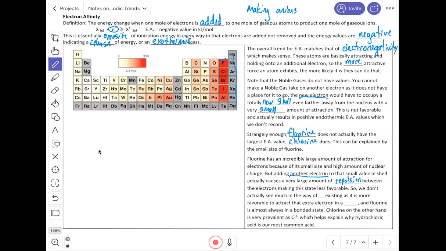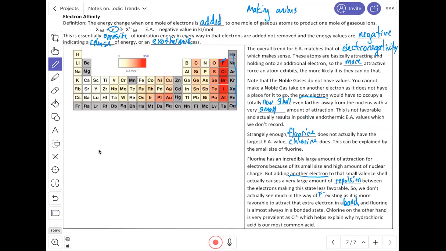So in nature, we don't actually see the fluoride anion existing on its own very much. It is almost exclusively in a bonded state. It prefers to get its extra electron by taking someone else's or pulling someone else's together in a bond instead of just taking it and running with it.